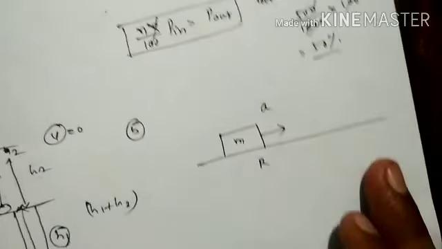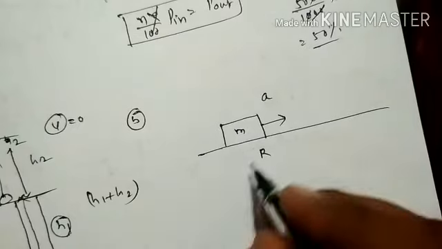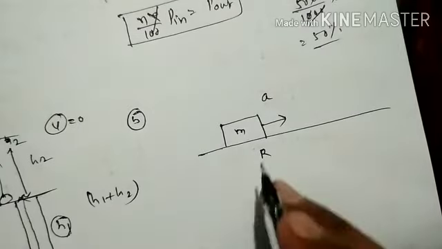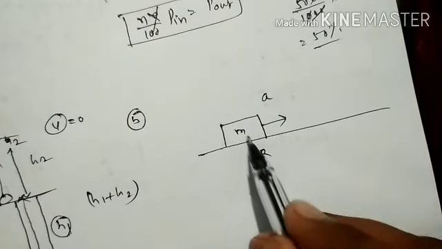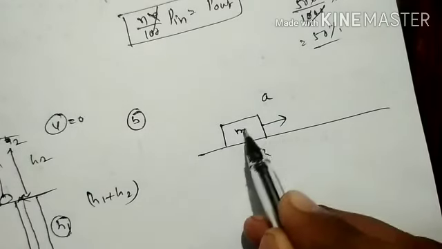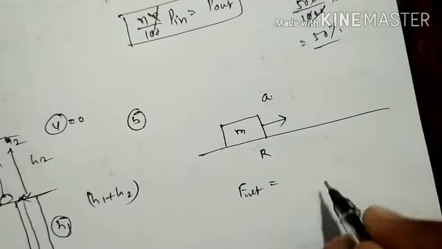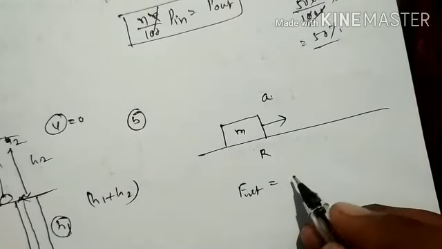Here what you have to consider, normally you start with Newton's laws of motion. If the force applied by the engine is F, what is the net force applied? Overcoming the friction, it is acquiring an acceleration of a. So what is the net force? F net is equal to ma minus R, you can write.